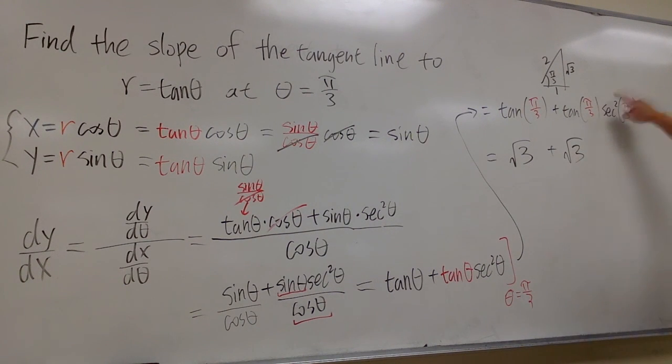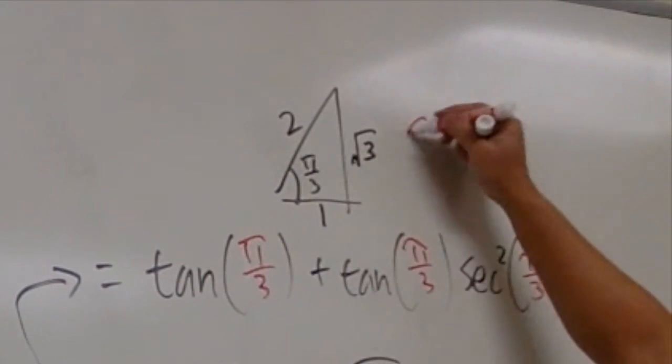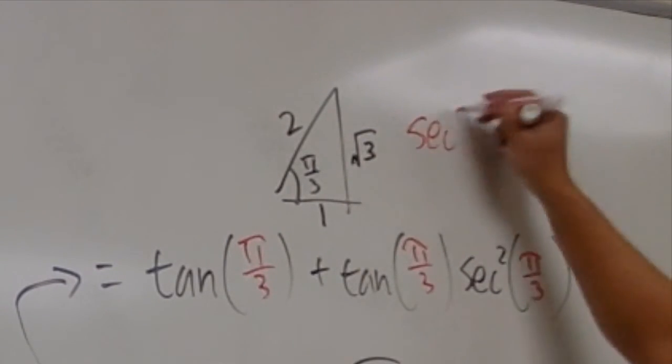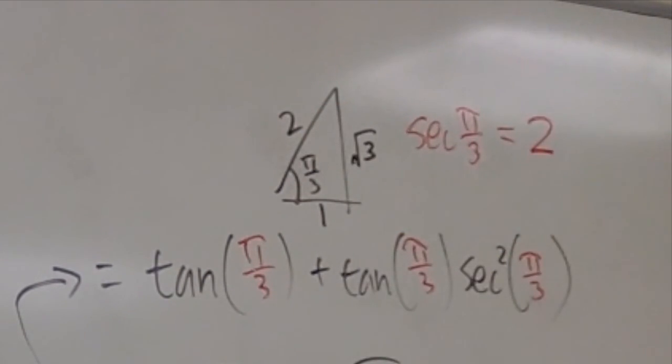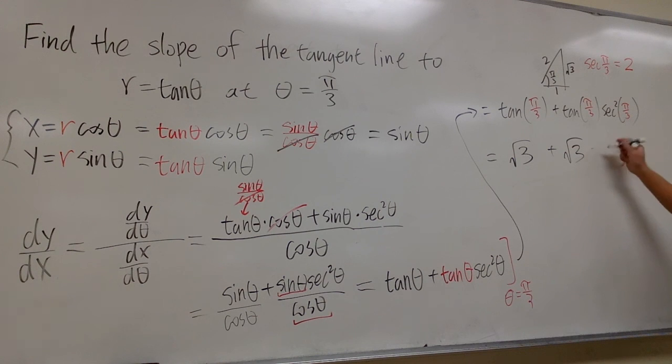But then for the last part, this is secant squared pi over 3. By looking at this triangle, we know secant pi over 3 is 2 over 1, right? So just 2. But then we have to square that, because this is just the first power. We need to get the second power, so we have to square the 2. 2 squared is 4, of course.